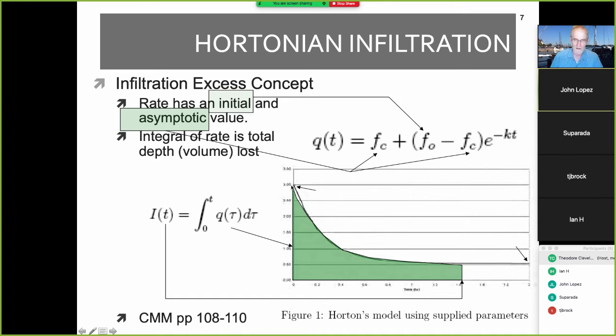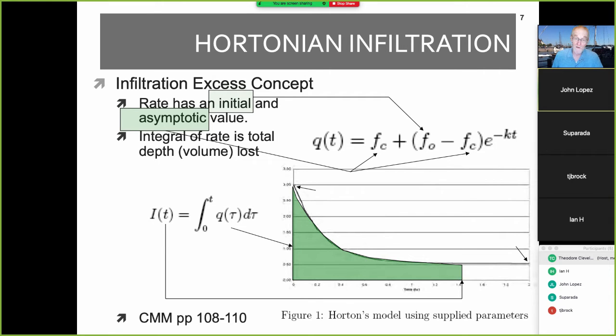So the integral, the F of t, integral of 0 to time of q of tau d tau, represents this green area where time is on the horizontal axis, infiltration rate is on the vertical axis, and as time progresses, if you keep track of the area under the curve, you're getting infiltration volume.